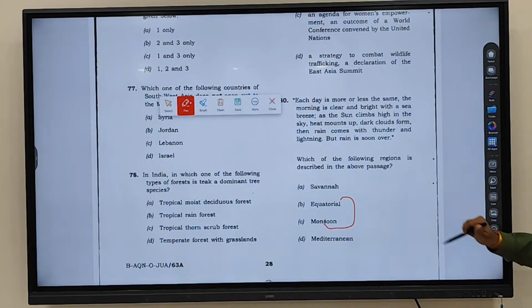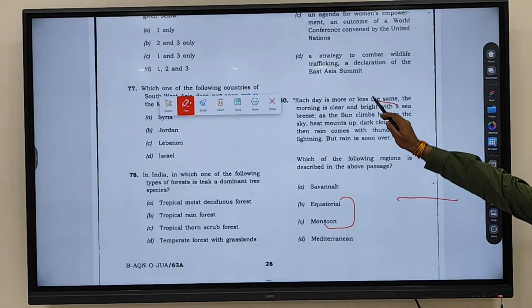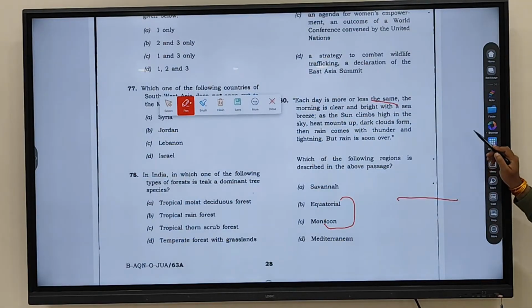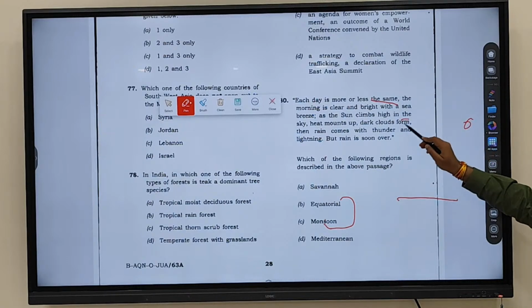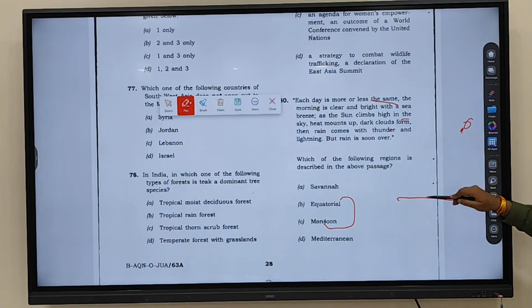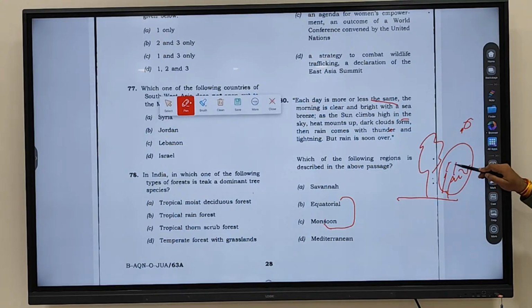Rain is soon over. Each day is more or less the same. Morning is clear and bright with a sea breeze as the sun climbs high in the sky. So if the sun comes, heat mounts up. What will happen to the air? Air will also get heated up. When air gets heated up, what will happen? It will rise up. Rising creates what?